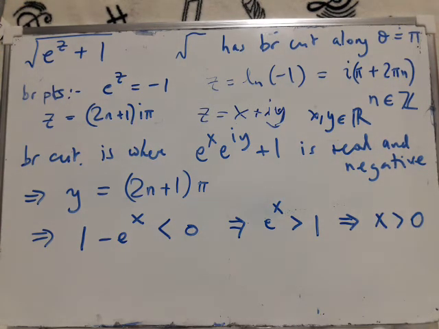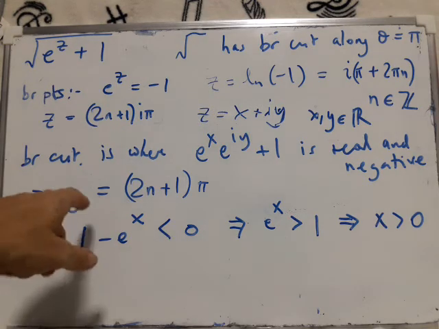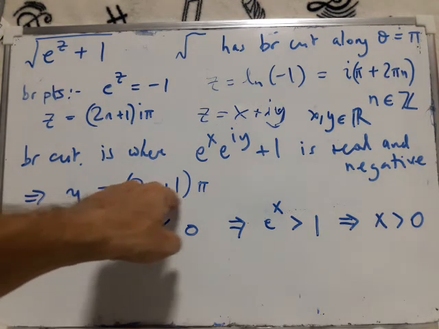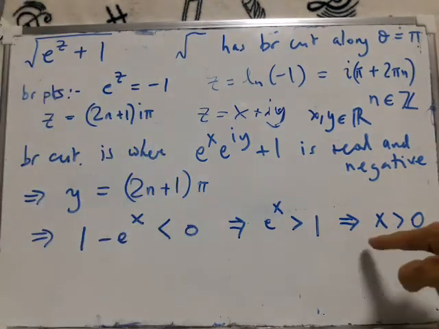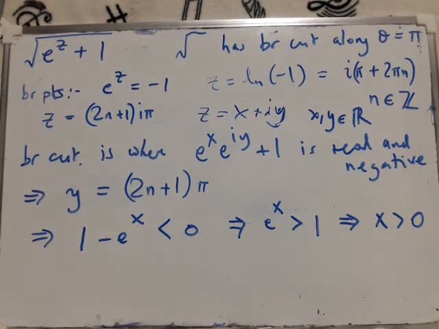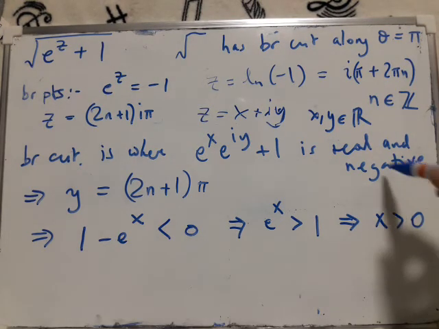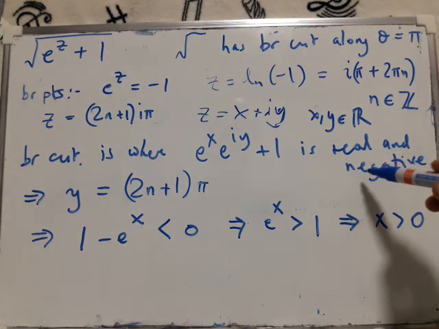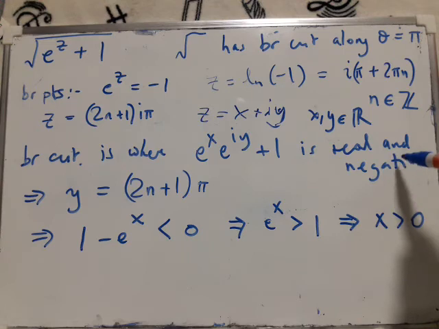So what have we found? We've now found conditions for the branch cuts. The branch cuts are when y is equal to this and when x is greater than 0. Strictly, I said real and negative. The branch cuts, well, actually also include 0 as well. Don't worry too much about that.